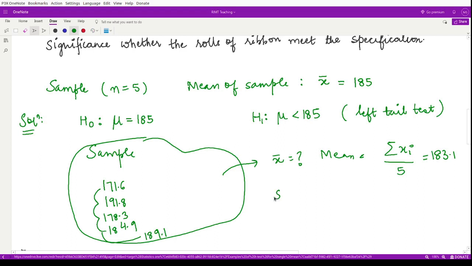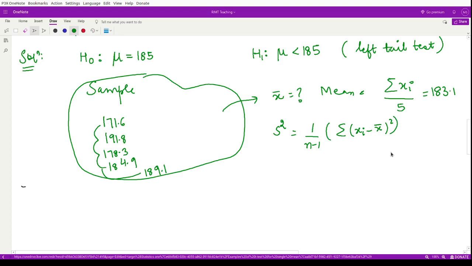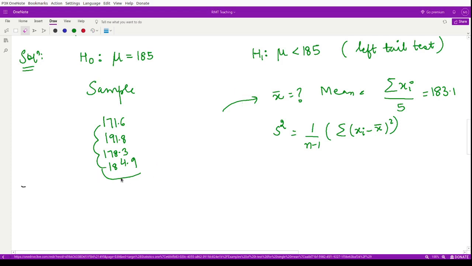The next task is to calculate the variance or the standard deviation. For the sample, we have this formula: 1 divided by n minus 1 multiplied by the summation of xi minus x bar, whole squared. So you first have to compute xi minus x bar whole squared, then add up all the values and then divide by n minus 1. So let us do that. Let me write down here 189.1.